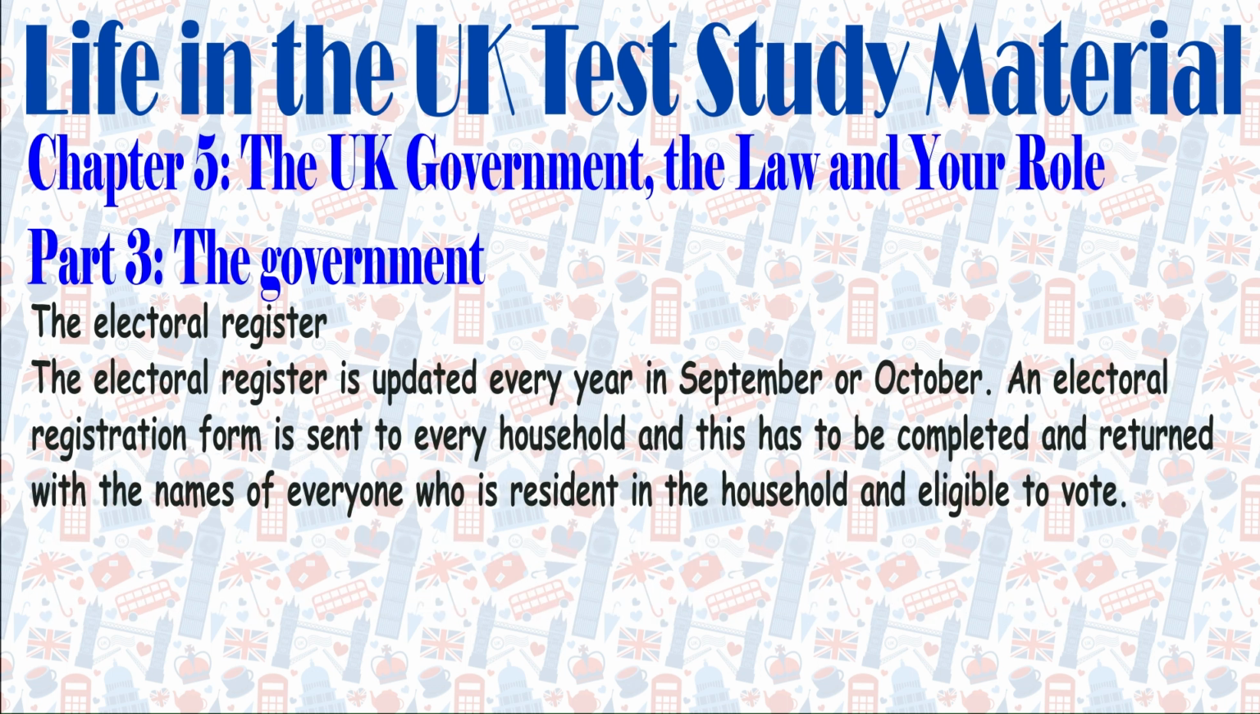The electoral register is updated every year in September or October. An electoral registration form is sent to every household, and this has to be completed and returned with the names of everyone who is resident in the household and eligible to vote.